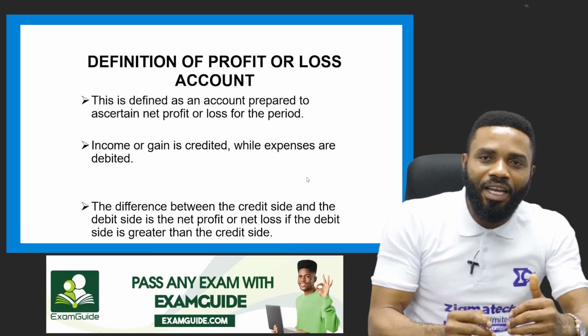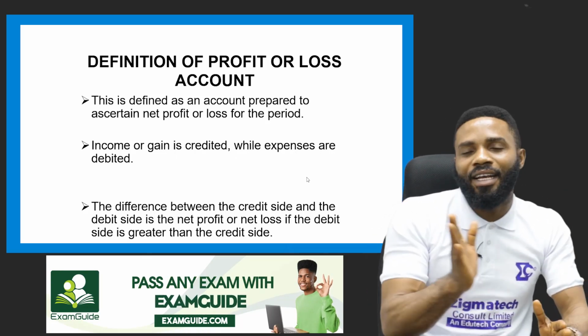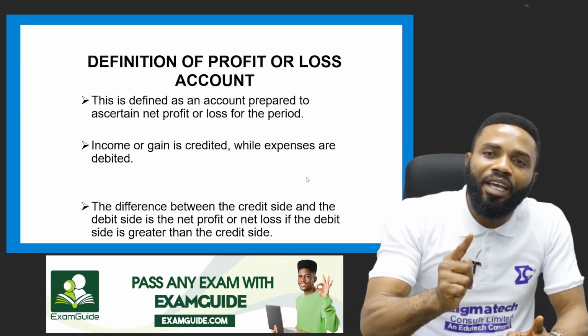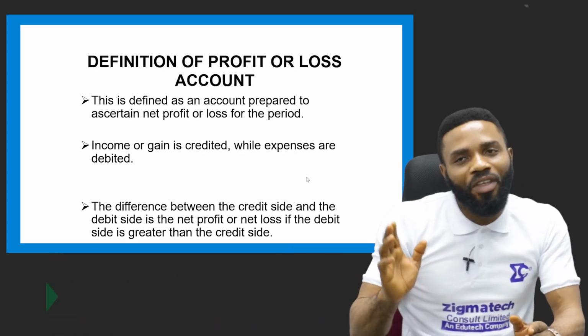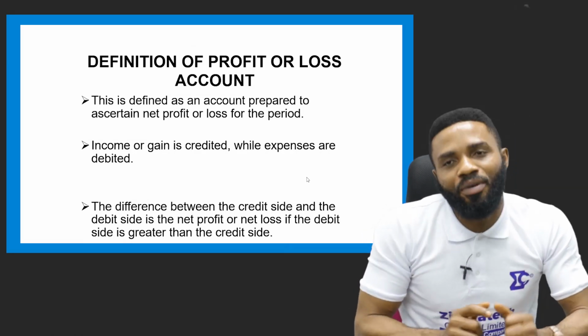Debited. Remember from the beginning, we said that the left-hand side is the debit side and then the right-hand side is the what? Credit side. That means that your income or gain must be on the right side of the account, and then your expenses must be on the debit side.